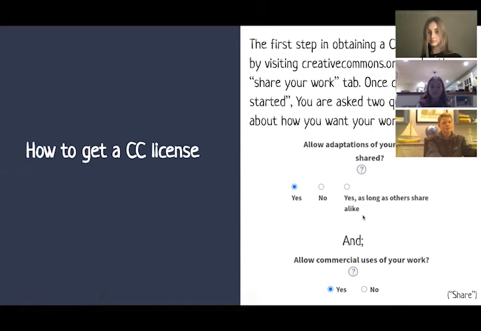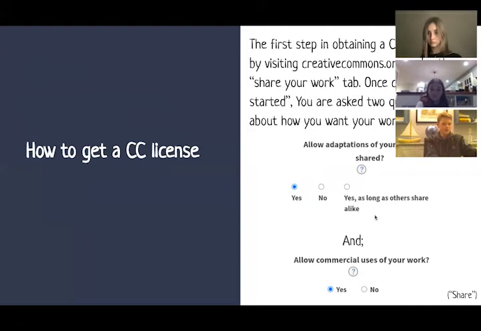Getting a Creative Commons license is a rather simple 5-step process that is understandable and cost-free for anyone to do. The first and second step is by visiting www.creativecommons.org. Once arriving at this website, you'll find 4 main tabs to navigate the website. Click Share Your Work, then hit Get Started. The second steps are 2 questions that ask you how you'd like your work to be used. These 2 questions are allow adaptations of your work to be used and allow commercial use of your work.